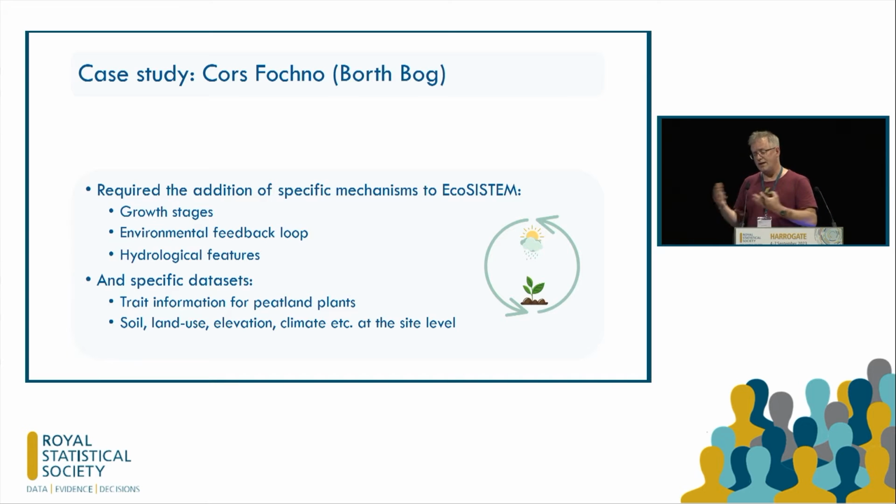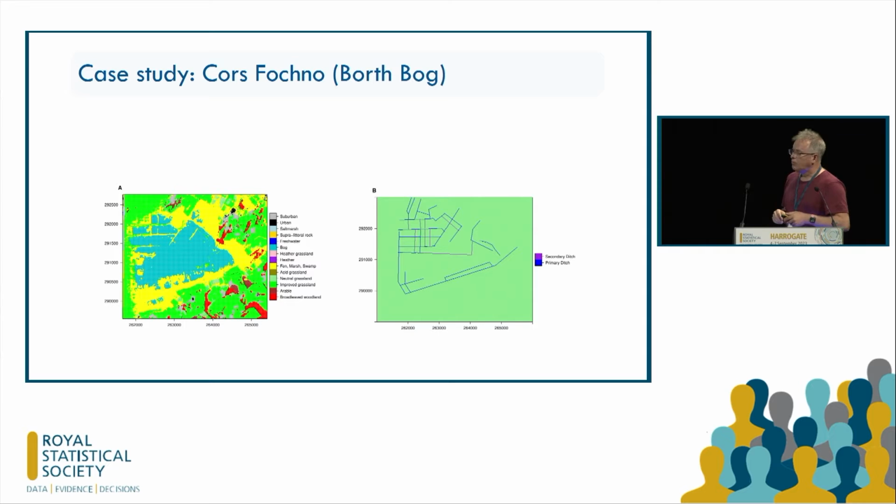We needed the soil, land use, elevation, and climate data, all from different sources, many of which come from their own digital twins, but focused in on this site level. And what we end up with is something that looks a bit like this. The blue area here is the actual peat bog, and this is just the raw data that we're getting from our collaborators. And then there are areas with woodland and arable land and so on and so forth.